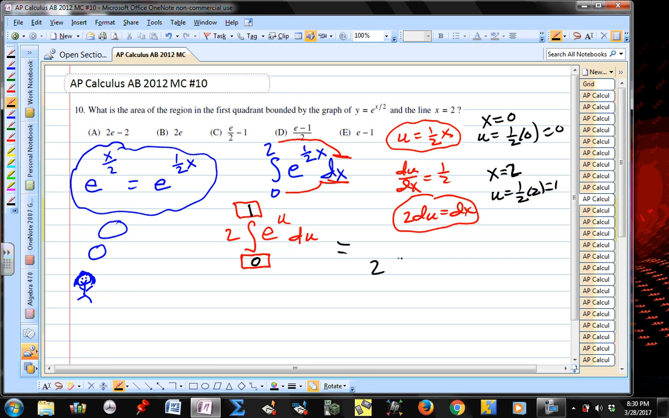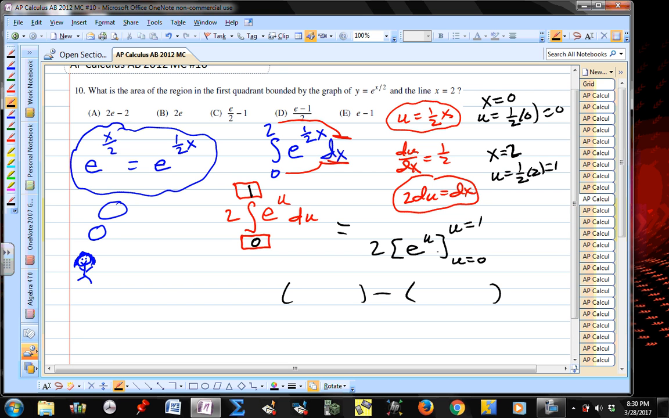We're going to get 2 times the integral of e to the u, which is e to the u evaluated from u equals 0 to u equals 1. Remember your fundamental theorem of calculus. Now we'll put the upper limit of integration in first. So we're going to get 2 times e to the first power. And we'll put the lower limit of integration in. We're going to get 2 times e to the 0th power.